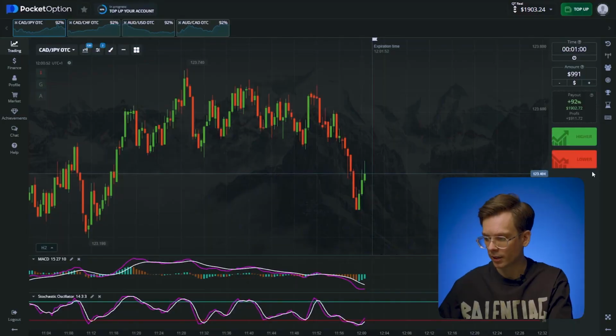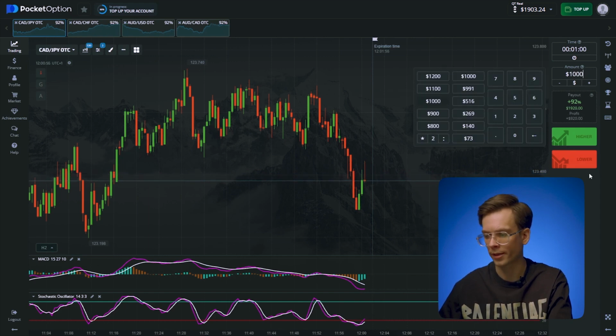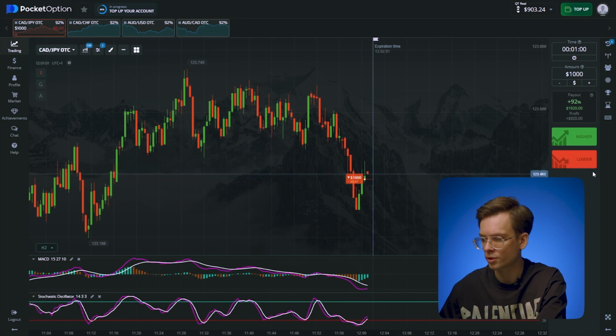Now, Canadian dollar and yen. I'm going all in with a maximum investment of 1,000, pressing the lower button. The asset is going through a strong bullish rebound, but it's only temporary. There's a bearish response coming soon and it will drive the price back down.